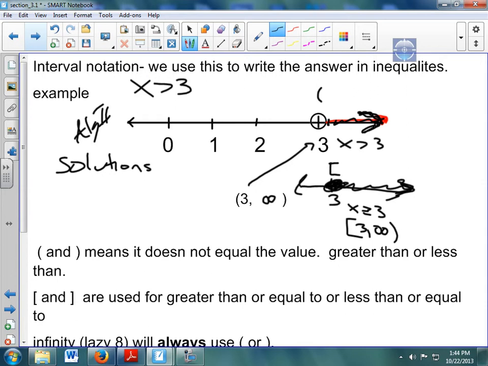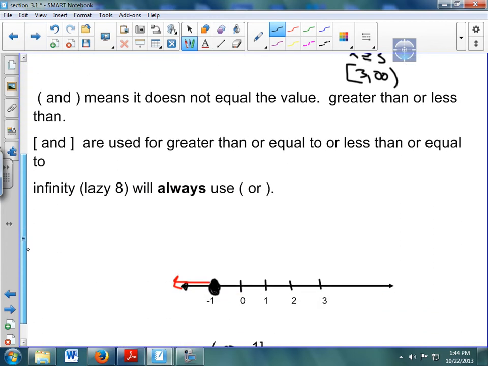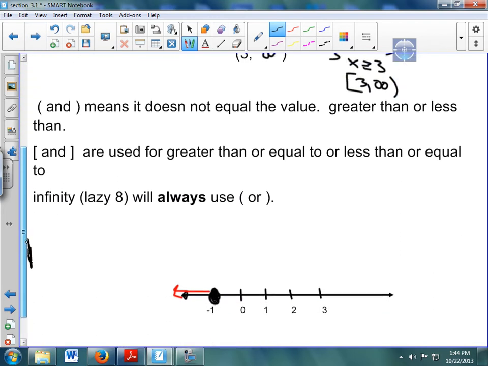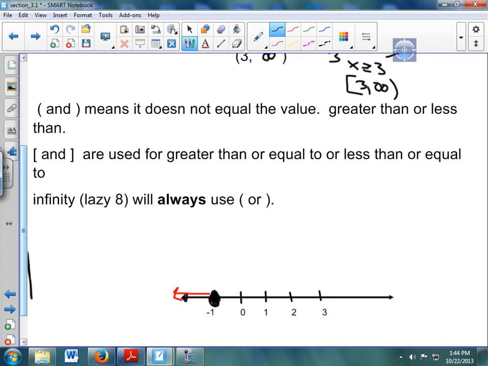You can never use a bracket on infinity, because they still say it never ends. And I tried to write that down here. The lazy 8, that's infinity. It does not equal a value. Brackets do equal the value.